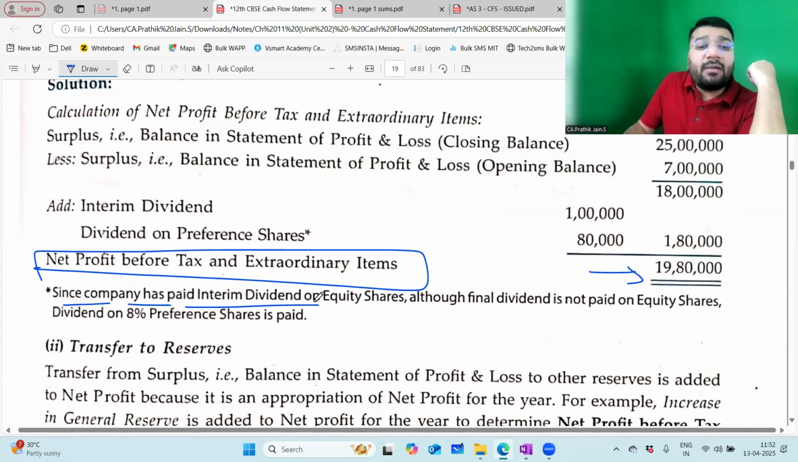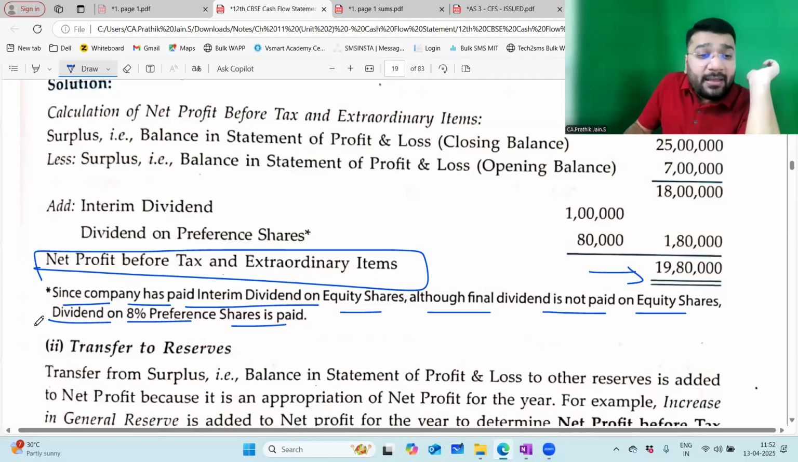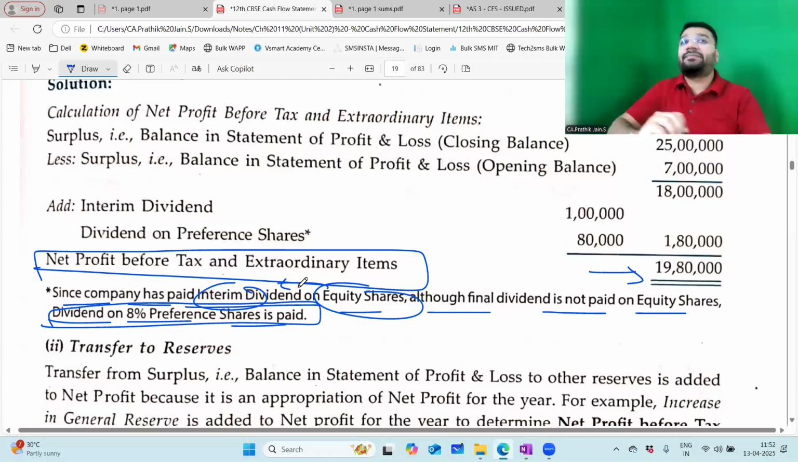Since the company has paid interim dividend on equity shares, although the final equity dividend is not paid, dividend on 8% preference share is paid. That is, without paying the money to preference shareholders, you cannot make the payment to the equity shareholders in the form of even interim dividend. Am I loud and clear?